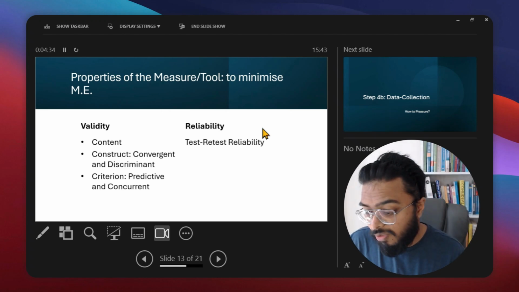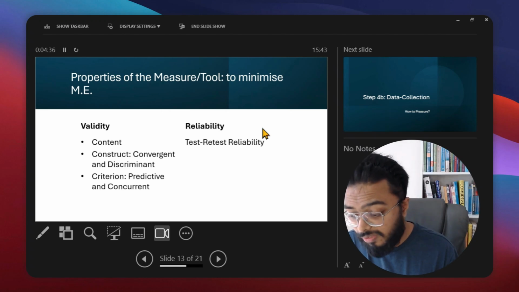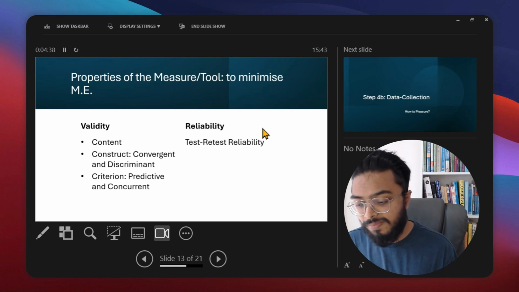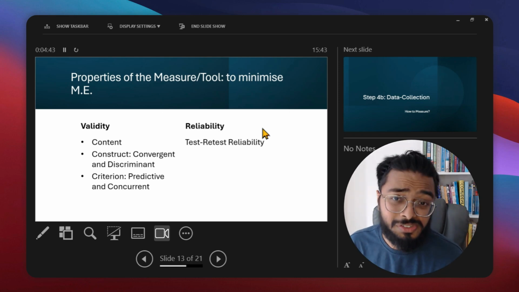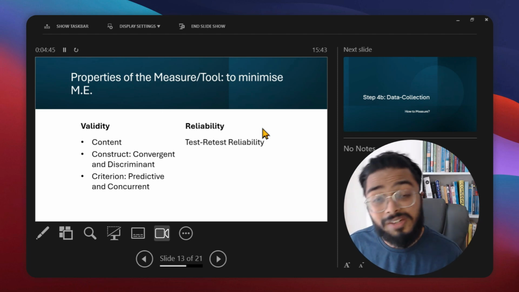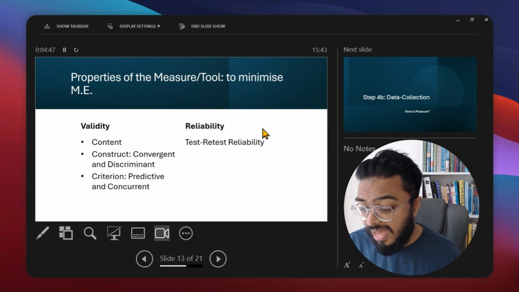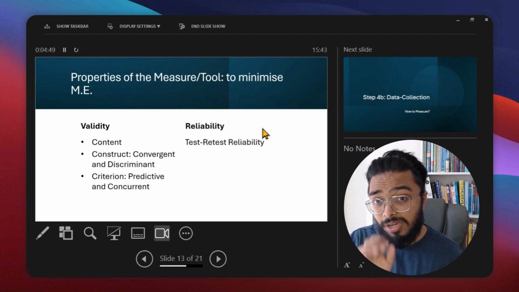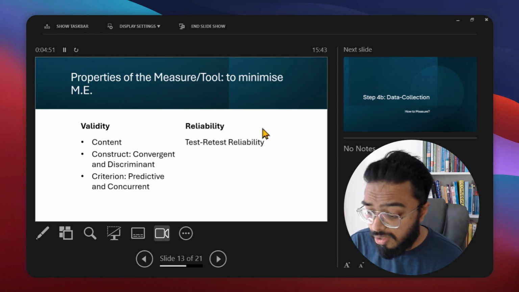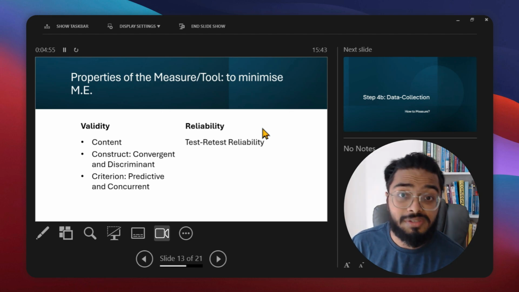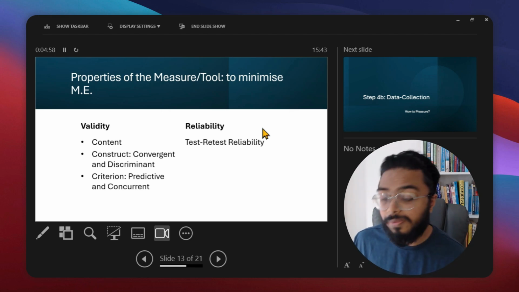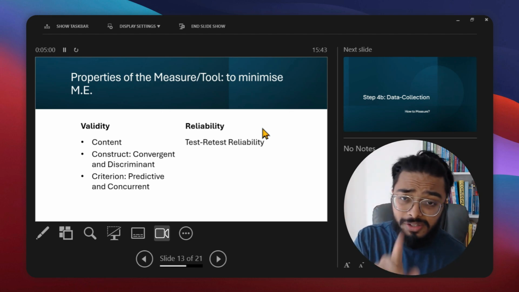So for example, if a new test is designed to measure social anxiety, it should correlate highly with other established social anxiety tests that are in the market, and that's convergent validity. And this test that you have made on social anxiety should not strongly correlate with unrelated constructs like general intelligence, for example, and that will be discriminant validity.